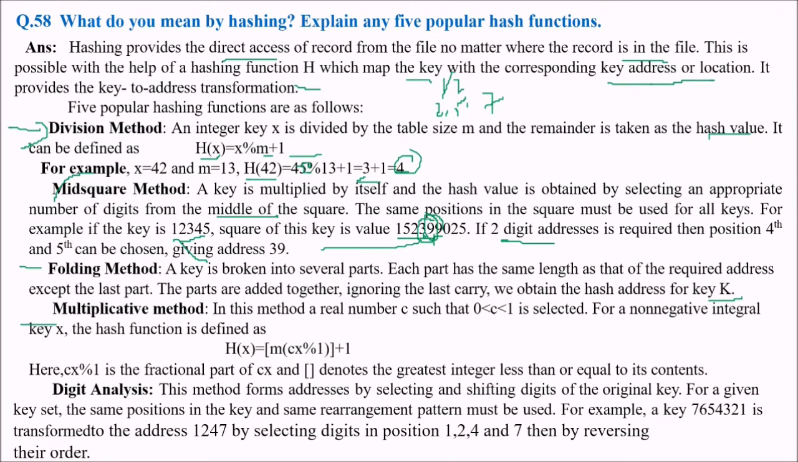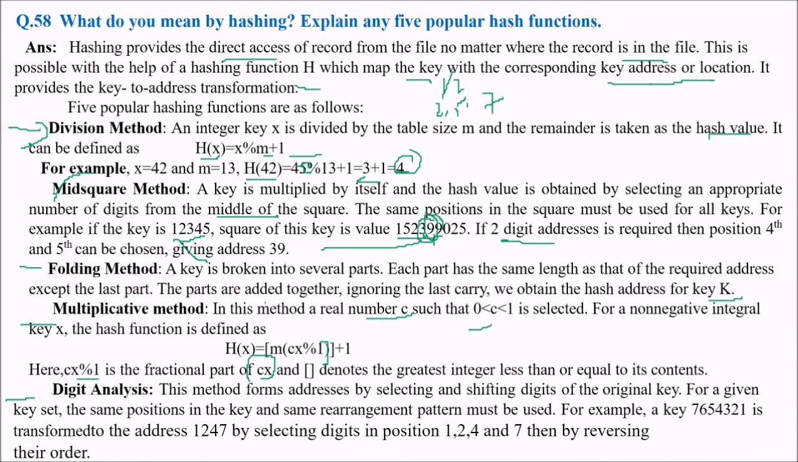Multiplicative method. In this method, a real number, say C, which is between 0 and 1, will be selected. That can be 0.2, 0.7, 0.8. And for a non-negative integral key x, the hash function will be something like this: floor of m into (cx modulo 1), plus 1. So cx modulo 1 is the fractional part of cx, and the floor denotes the greatest integer which is less than or equal to its content. Okay, this is the greatest integer function. You know, the ceiling and floor in programming, that is exactly this. So this is the multiplicative method.